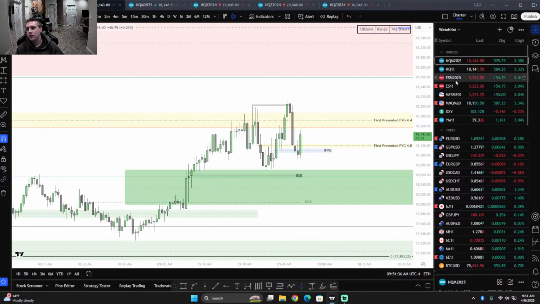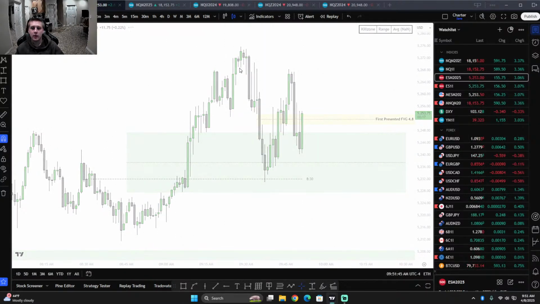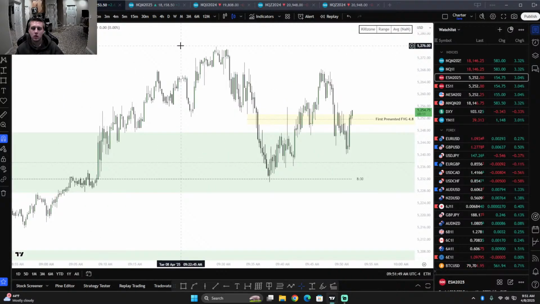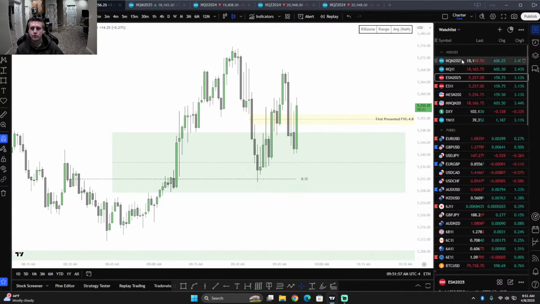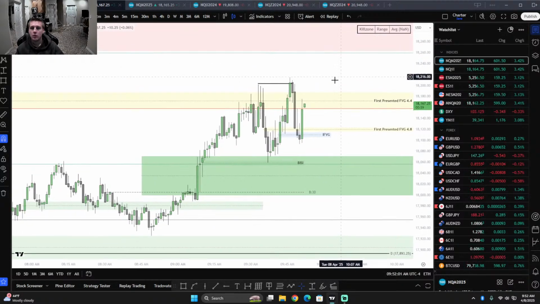ES is trading above its first presented fair value gap right now. We're trading into it. Remember, we still have that 15-minute buy side imbalance. I guess this inefficiency is the only inefficiency you have. Okay, we're back in that balanced price range. I'm expecting this to be used as discount here.